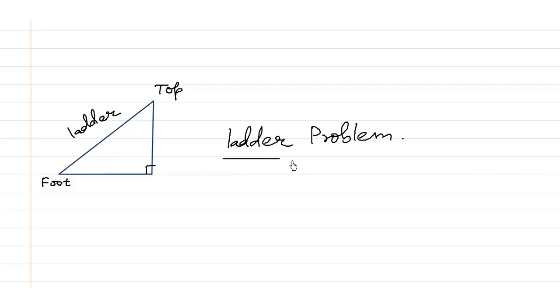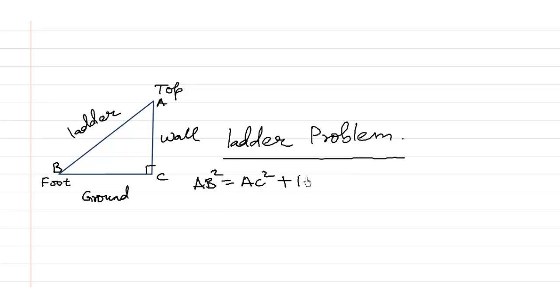Then we use Pythagoras theorem in the ladder problem. Suppose AB is the ladder, where B is the foot of the ladder and A is the top of the ladder. And suppose AC is a wall, and BC is the ground or the floor. Then in this triangle also, AB square is equal to AC square plus BC square. So we use Pythagoras theorem in ladder problems also.